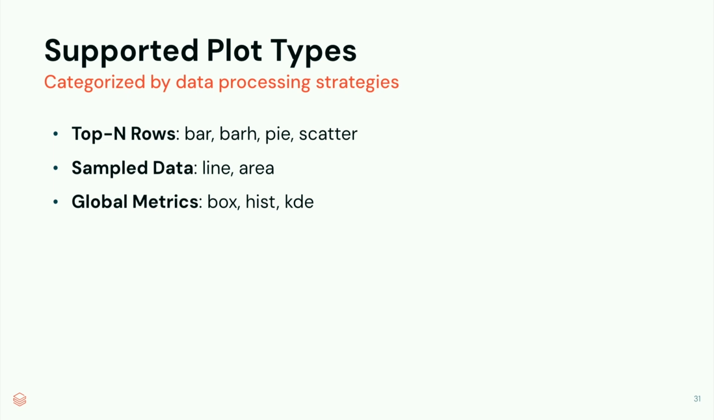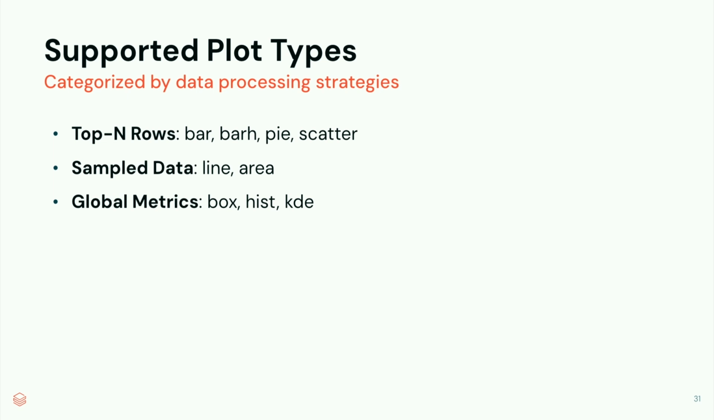And the second, we call it sample data. For line and area plots, for example, they use sampling. This works well for showing trends in big data, like in large data sets, without scanning everything.